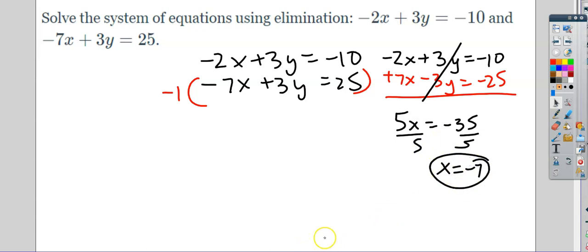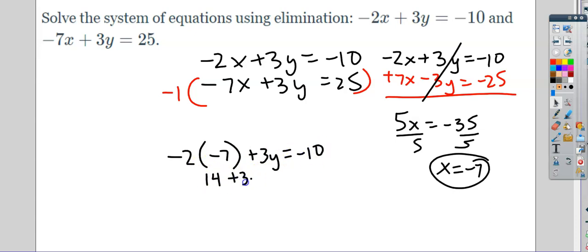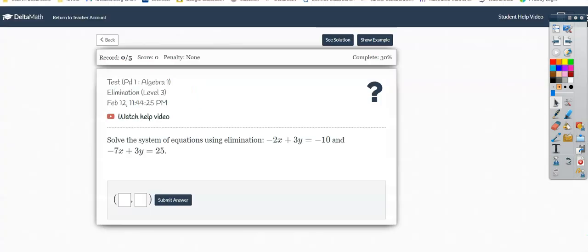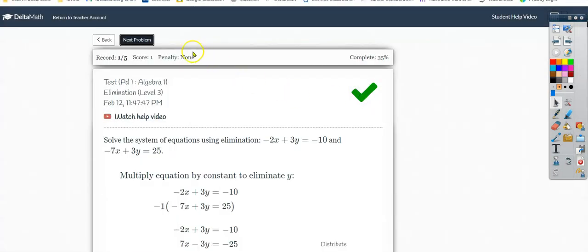I'm going to use that in my first sentence, I guess. Doesn't matter. Both will give us the answer. This is 14. Negative 24. And negative 8. So our solution is negative 7 and negative 8. Negative 7 for x, negative 8 for y, and we'll submit our answer.